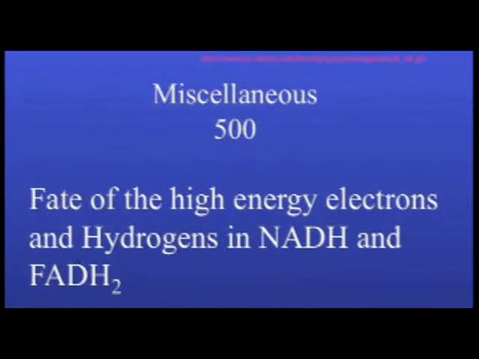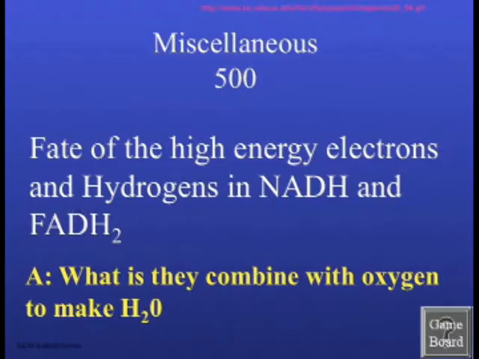Cell respiration for 500 points. What is the fate of high energy electrons and hydrogens in NADH and FADH2? Who knows the answer? And the answer is, what is water?